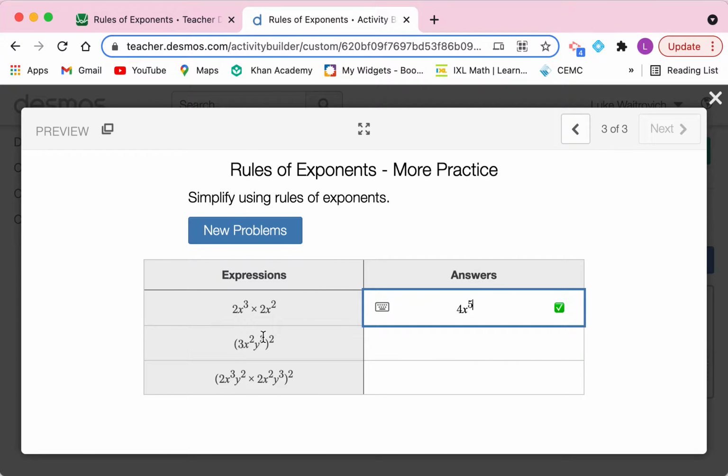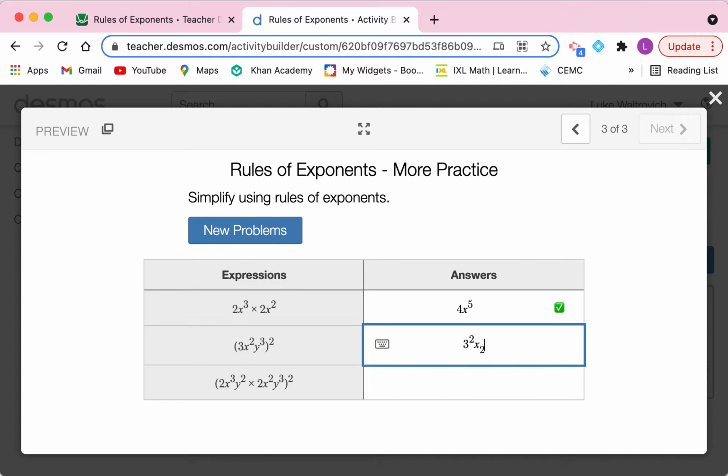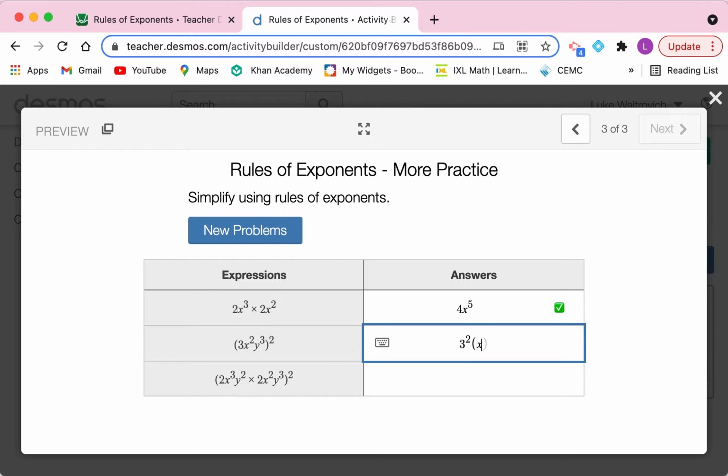Next, I want to take a look at this medium level problem. Now what's tricky here is that for this one, I'm going to take this squared, I'm going to apply it to the 3x squared and x cubed. And so one way you can think about it is it's going to look like this when it's all said and done. So, let me put that in parentheses, let's square that, and then we'll square that, and then times in parentheses y to the 3rd power, which is also squared. Cool.